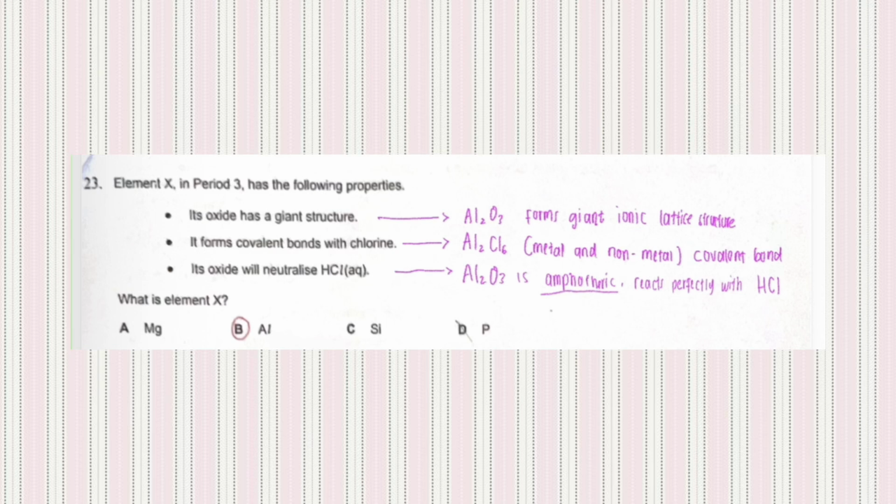And the third clue is its oxide will neutralize HCl. Aluminium oxide is amphoteric, meaning it can act as both a base and an acid. Because it can act as a base, it reacts perfectly with HCl. So the answer is B.